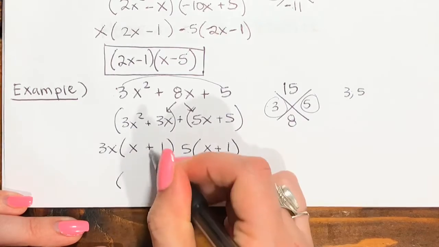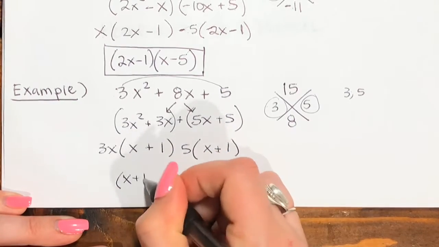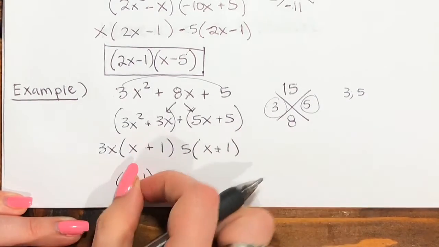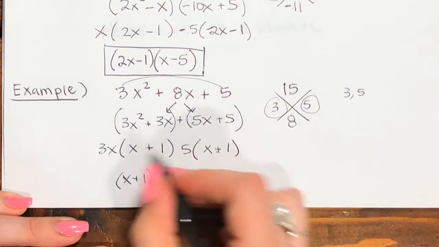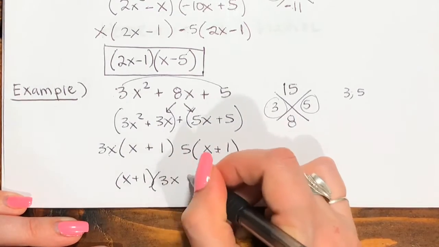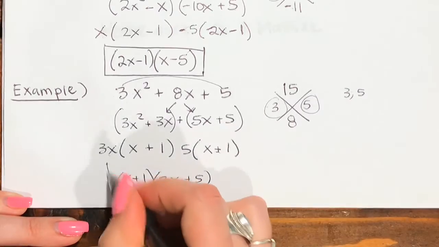So to write your answer, you're going to take the x plus 1 to the front. Think of factoring this out now. And then the 3x and the 5 go inside their own group. And you're done.